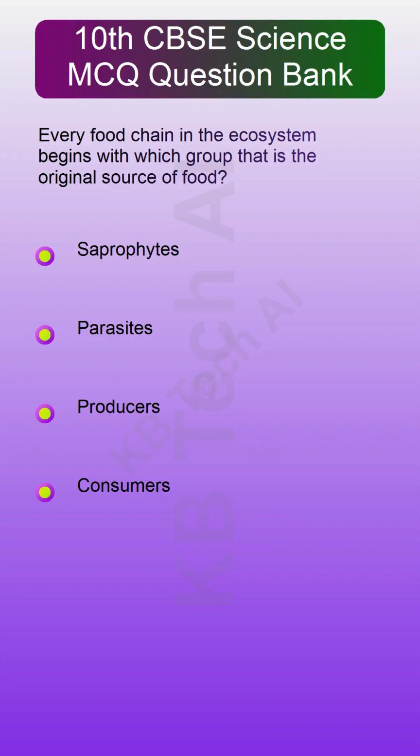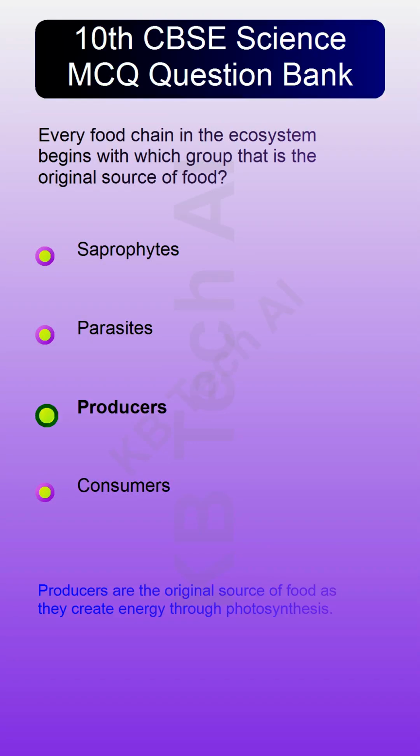Every food chain in the ecosystem begins with which group that is the original source of food? Option 1, saprophytes, option 2, parasites, option 3, producers, option 4, consumers. The answer is, option 3, producers.